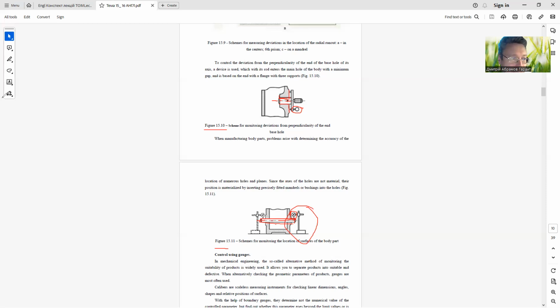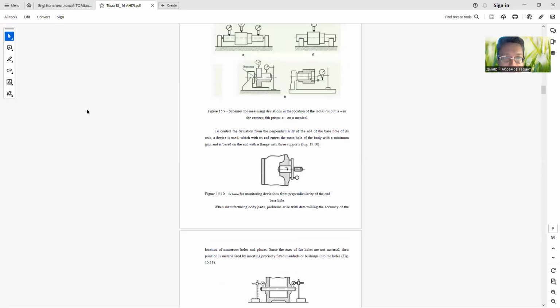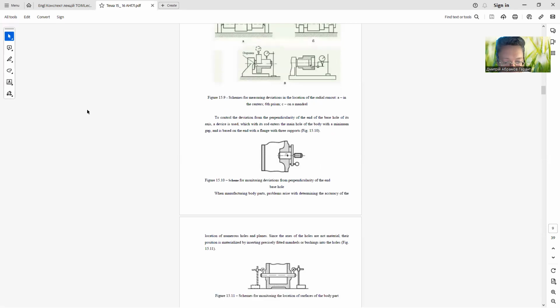Please write down in your notes figures 15.10, 15.11 and 15.9. Do it now.